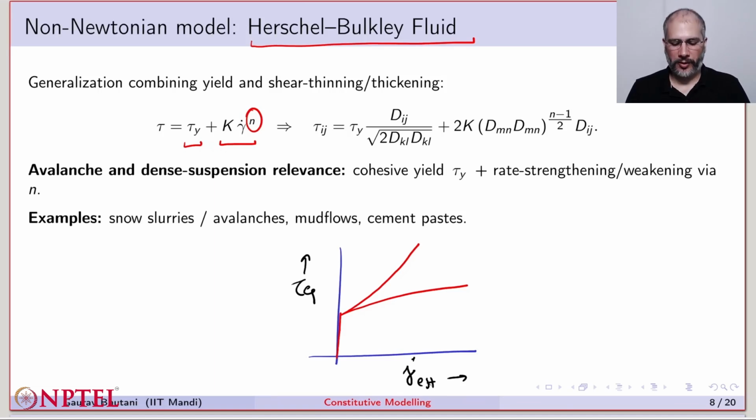Typical examples of this are granular avalanches, where there is some cohesive yield stress. The water along with the granular material like snow particles, for example, may provide some sort of cohesion due to the surface tension effects, and that results in a yielding behavior. But then in snow avalanches, we see shear thinning behavior, so we have an n less than 1 beyond the yielding. So avalanches, mud flows, and cement pastes, which is basically a collection of solid particles in a fluid continuum, show this Herschel-Bulkley behavior.